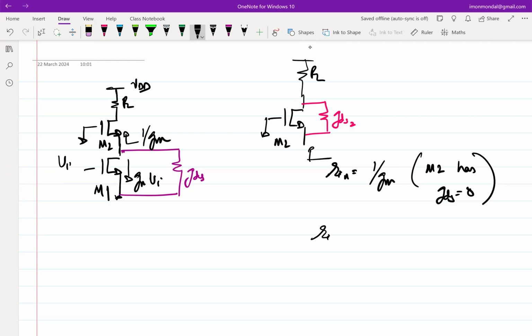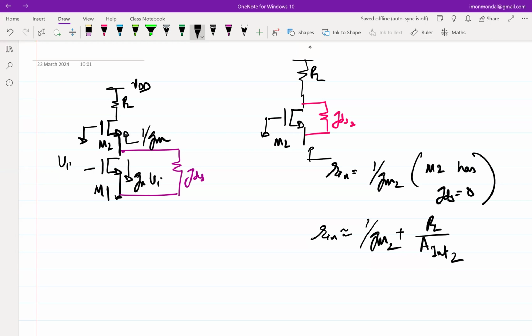Then the Rin we saw, Rin is approximately equal to 1 over gm plus RL divided by the intrinsic gain of M2. Right, I should say A_int, right? Intrinsic gain of M2. Okay, so which essentially means that if intrinsic gain of M2 is infinite, Rin becomes 1 over gm, or 1 over gm2, right?